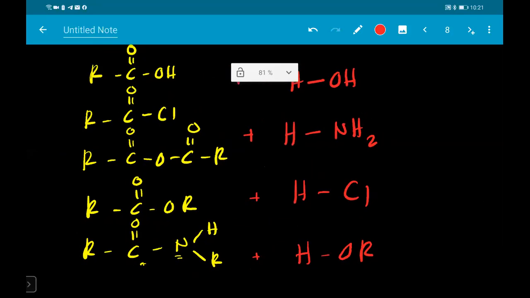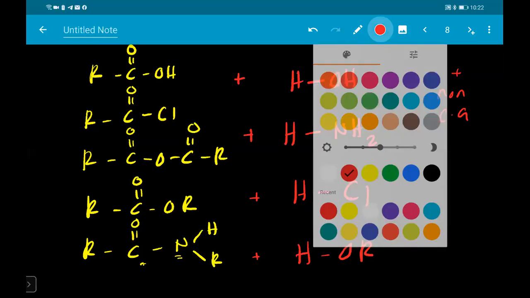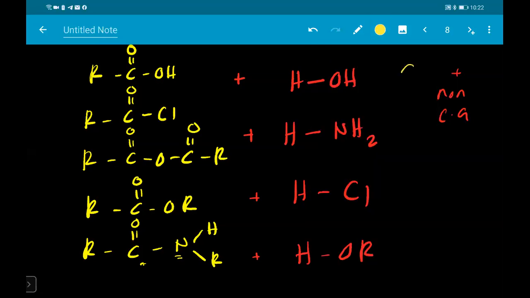Sekali lagi this reaction will occur between the carboxylic acid or carboxylic acid family, and a non-carboxylic acid compound. Again tindak balasnya antara carboxylic acid atau carboxylic acid derivative with a non-carboxylic acid compound yang ada H.